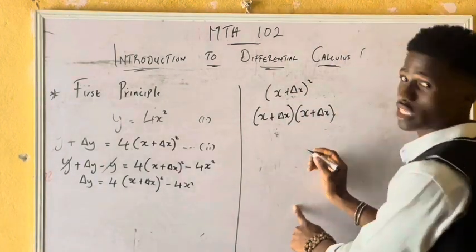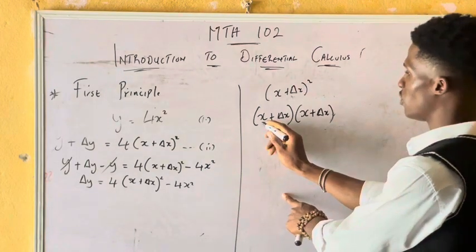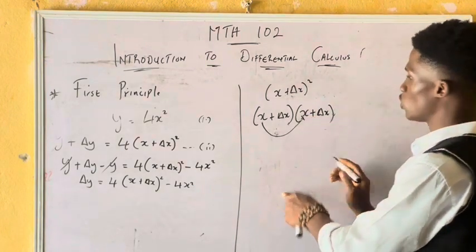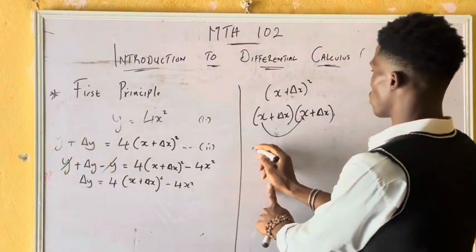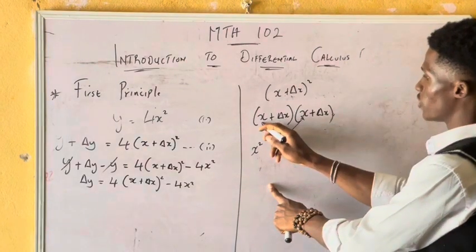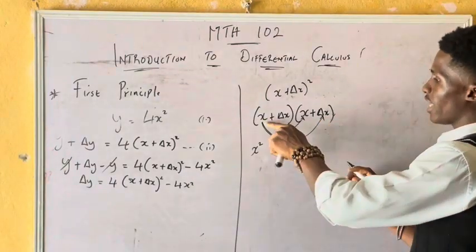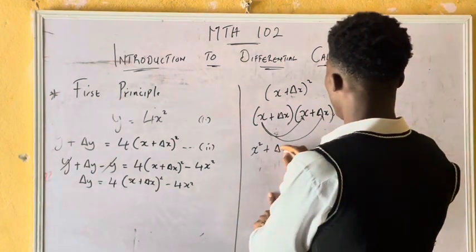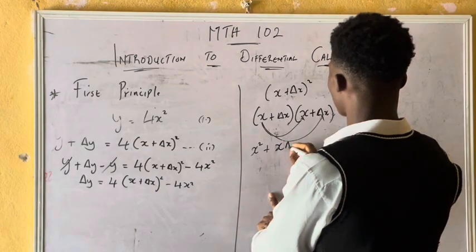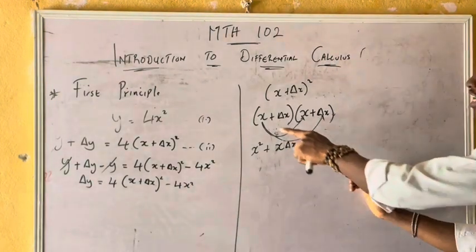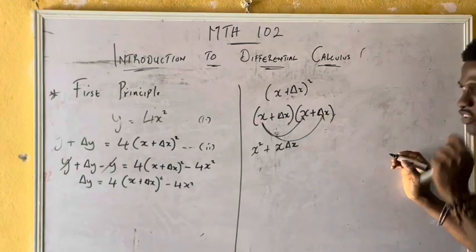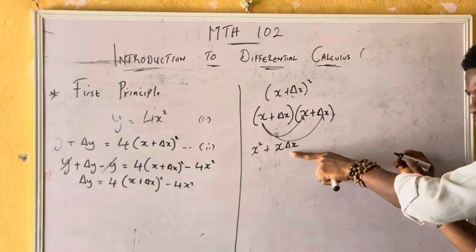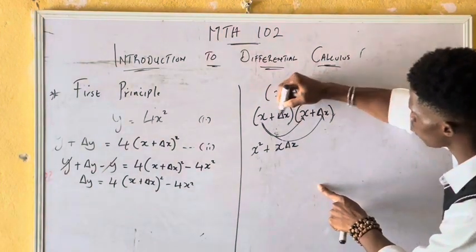Now let us expand. This is how we expand. The first variable here, which is x, we multiply by the first variable here, which is x. Just look at where I'm drawing the arrow. x times x will give us x squared. This same first variable will multiply the second one here: x times change in x will give us x change in x. Don't forget, x times change in x will not give us change in x squared; it will give us x change in x. Now we have successfully used this one to expand this.